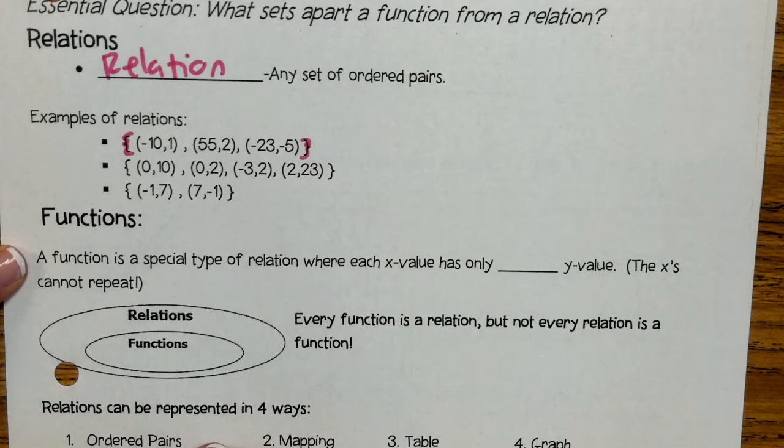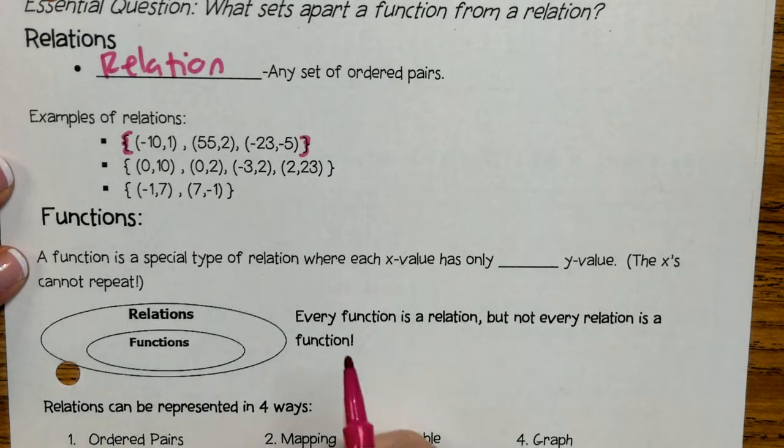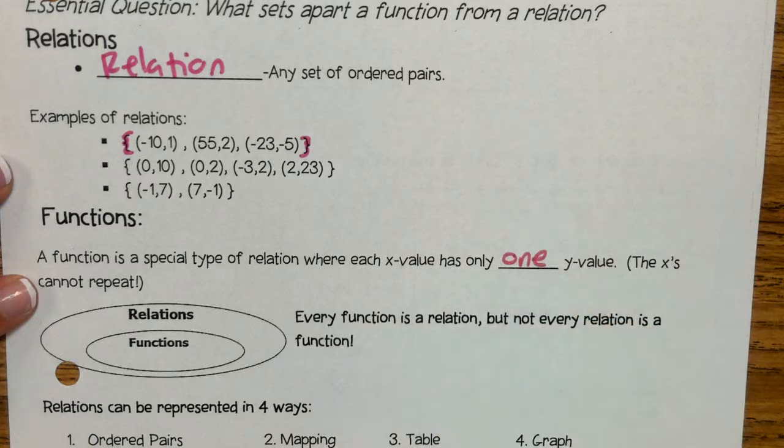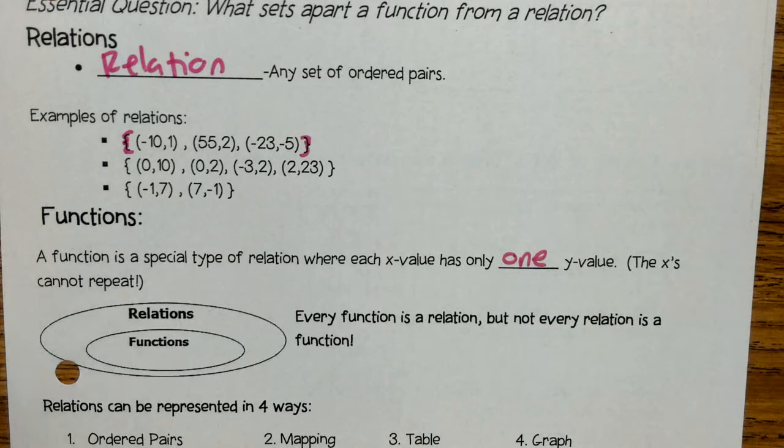A function is a special type of relation where each x value has only one y value. So our x values don't repeat. Every single function is a relation, but not all relations are functions. Relations are just sets of ordered pairs. Functions are specifically sets of ordered pairs that have all unique x values.